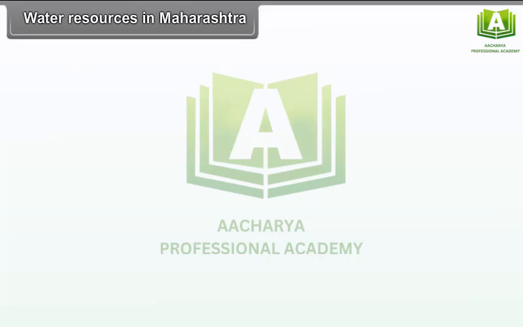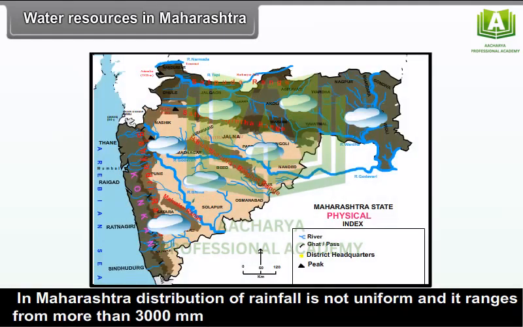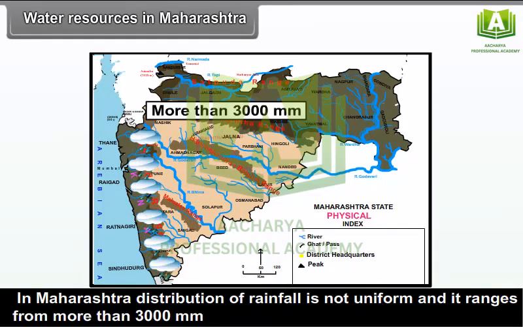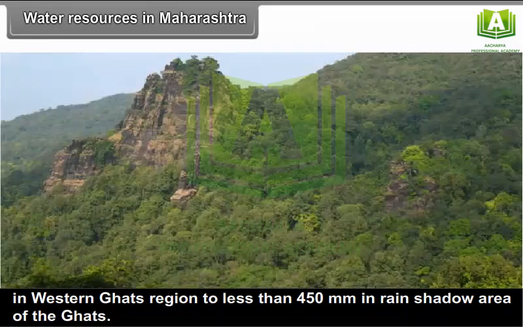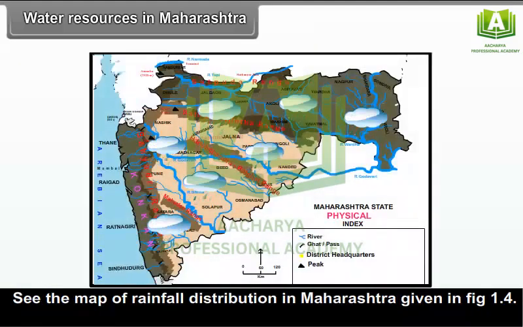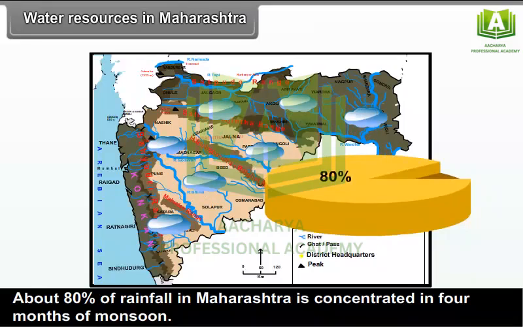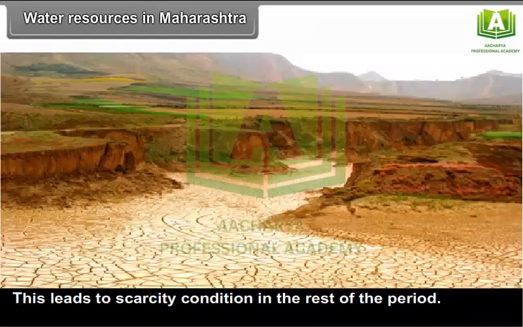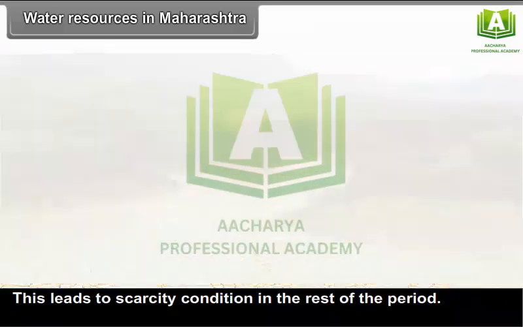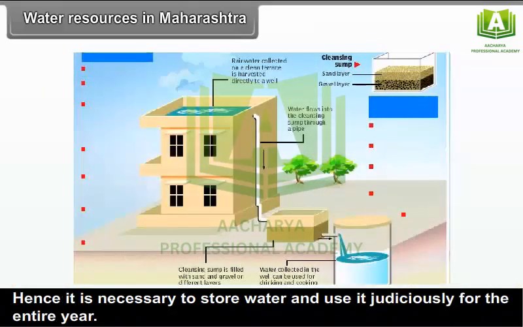Water resources in Maharashtra. In Maharashtra, distribution of rainfall is not uniform and it ranges from more than 3000 mm in the Western Ghats region to less than 450 mm in the rain shadow area of the Ghats. See the map of rainfall distribution in Maharashtra given in figure 1.4. About 80% of rainfall in Maharashtra is concentrated in the 4 months of monsoon. This leads to scarcity conditions in the rest of the period. Hence it is necessary to store water and use it judiciously for the entire year.